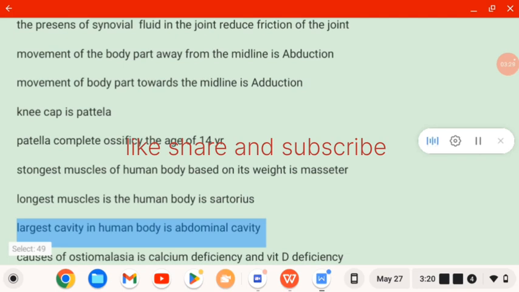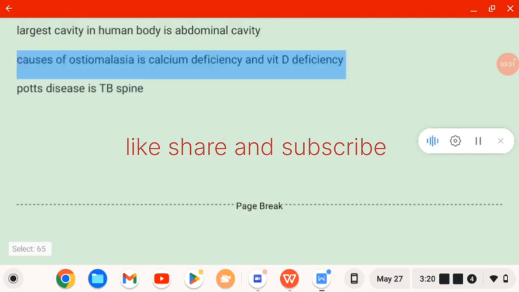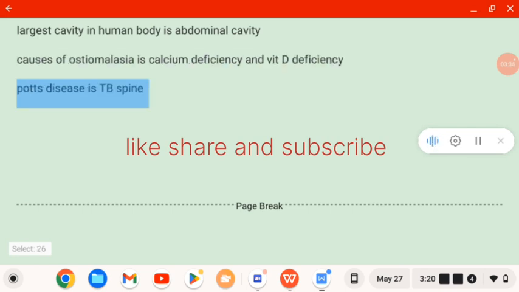Largest cavity in human body is abdominal cavity. Causes of osteomalacia are calcium deficiency and vitamin D deficiency. Pott's disease is TB spine.